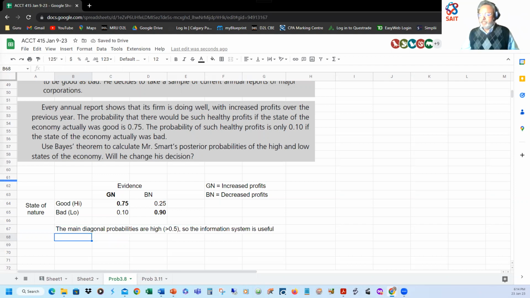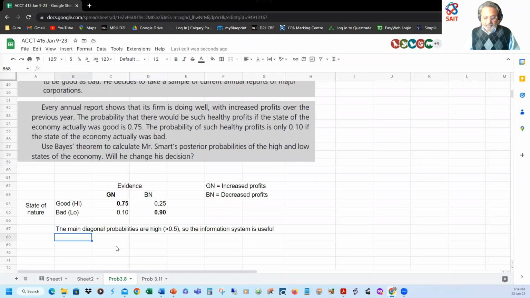Another thing to note is that even though both of these main diagonal probabilities are high, right, they're greater than 50%, we have a much stronger correlation between bad news and the state of the economy being bad, 90%. So if you see companies reporting higher profits, you're fairly confident that the economy is doing well. But you're even more confident of the fact that the economy is actually doing poorly if you see companies reporting bad news in their annual reports.